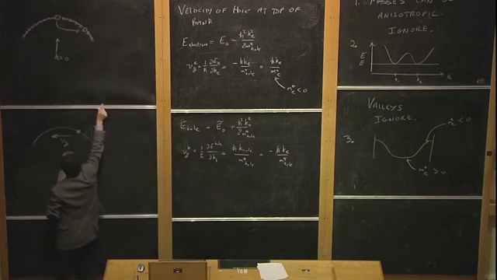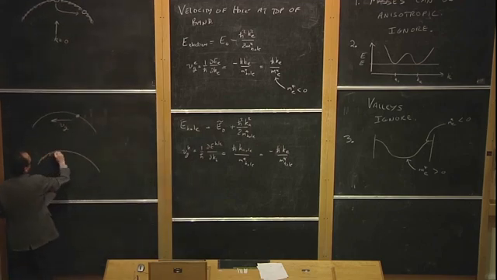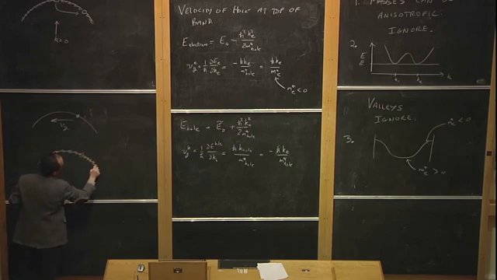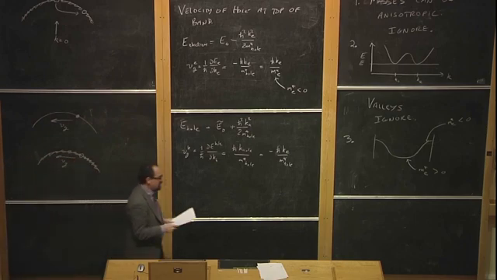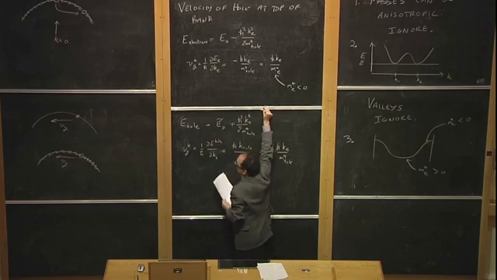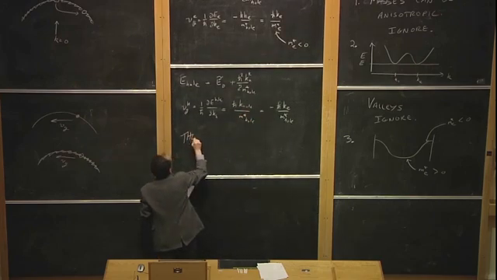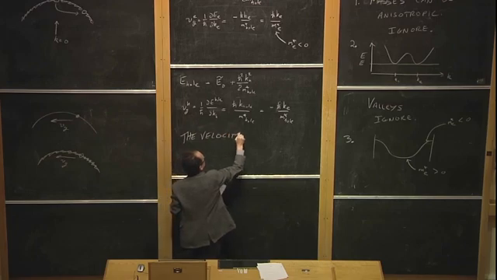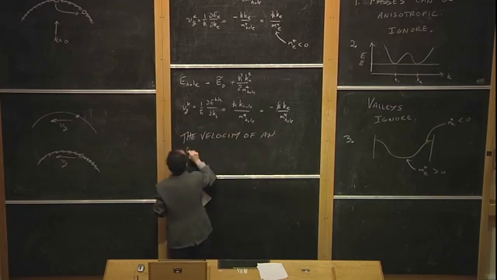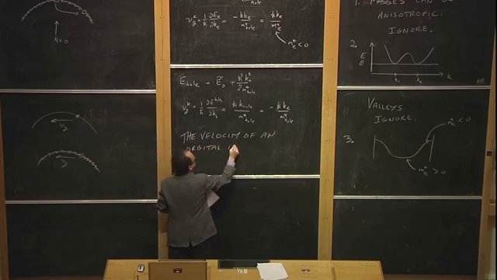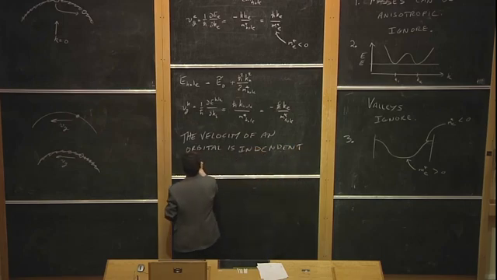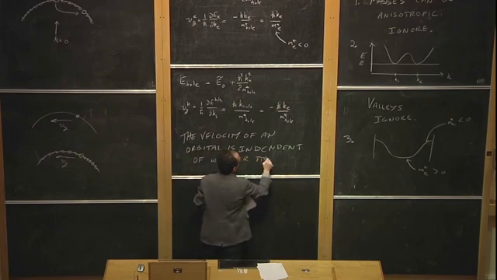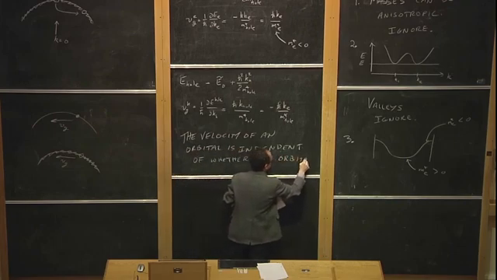So the point here is that if we have a filled band like this and one empty state here, the group velocity of that is going in this direction as well. This is an extremely important principle that will come back several times: the velocity of a state, the velocity of an orbital, is independent of whether that orbital is filled.